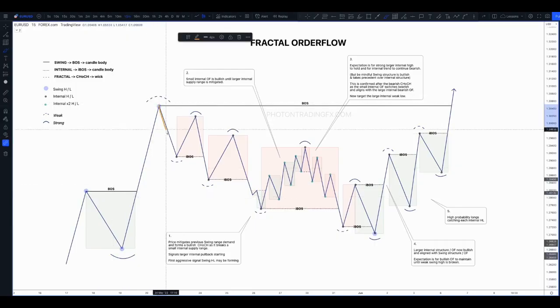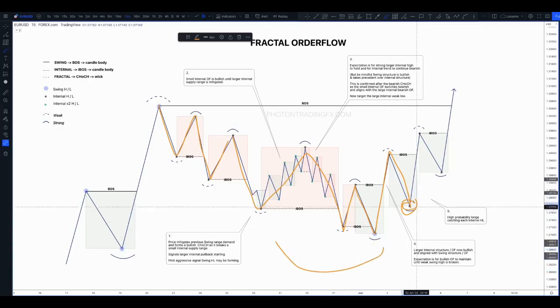We then get the larger internal structure shifts bearish. So you can see it comes down, it mitigates the prior range. It comes down, it mitigates the prior range, right? It comes down, mitigates the prior range, and it comes down. Then it shifts bullish, right? And then this moment here is when the internal structure is aligned with the overall swing structure. And this area becomes your highest probability buy because it's all aligned.